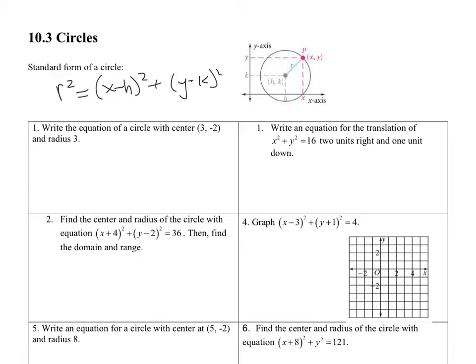Number 1, write the equation of a circle with center (3, -2) and radius 3. So this is my h, this is my k. The radius is 3, so I'm going to do 9 equals (x minus 3) squared plus (y plus 2) squared.